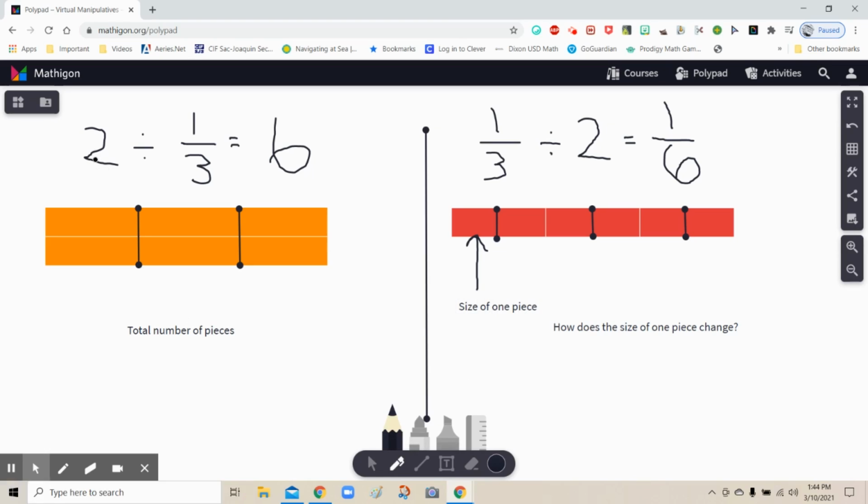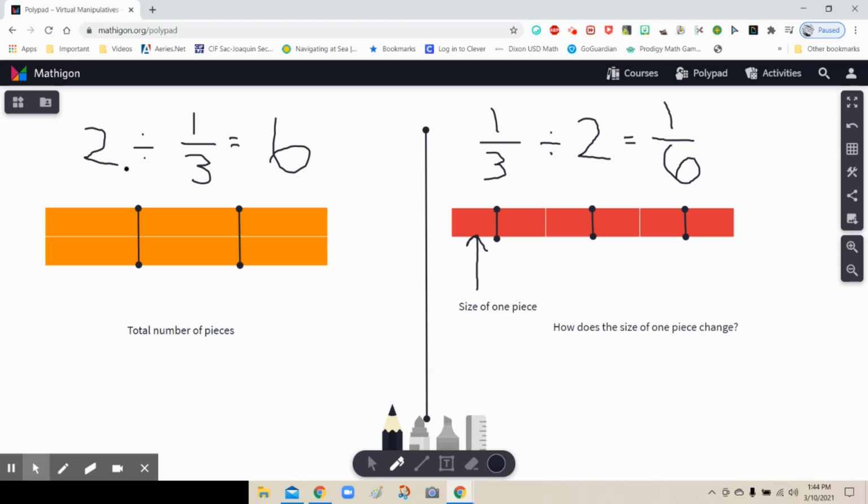When you're dividing a whole number by a fraction, you're trying to figure out the total number of pieces. When you're dividing a fraction by a whole number, you're looking at how the size of the original 1/3 piece, or whatever that fraction is, is going to change.